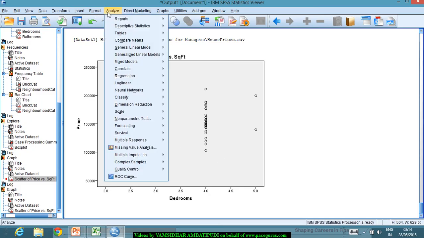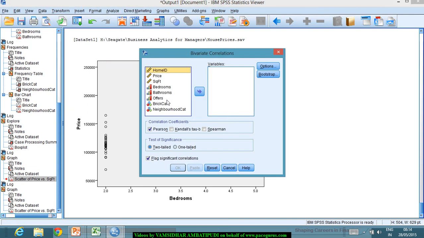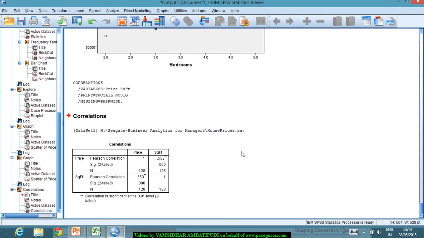The same thing I can do here also. Under correlation, I'll go with bivariate correlation, where I'll observe the relationship between the two variables and compute it. For the time being, ignore all the other numbers. You just look at 0.553.